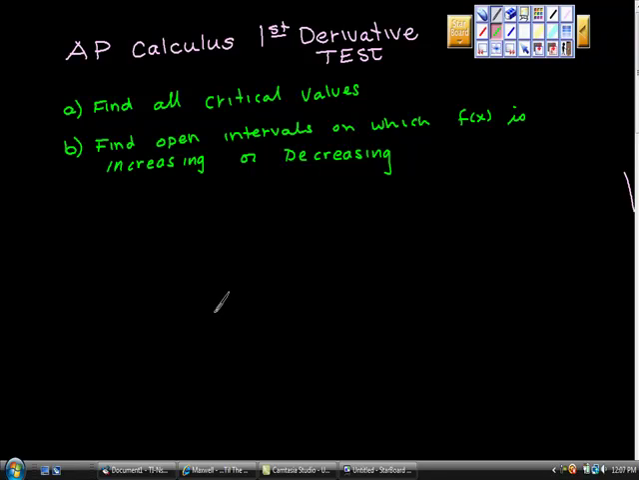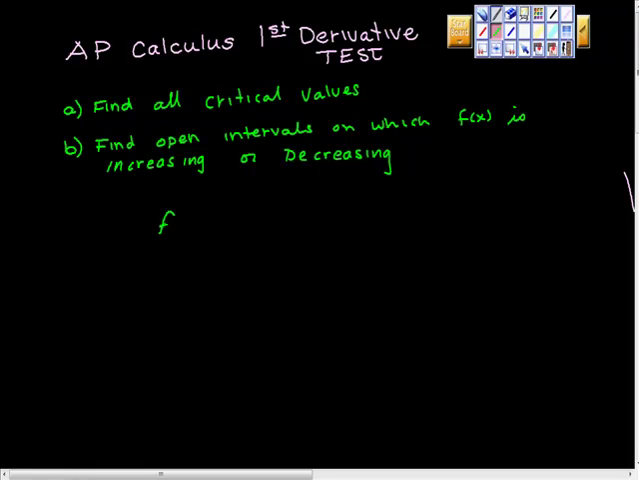So, AP Calculus first derivative test. Find all critical values. Find the open intervals on which f of x is increasing or decreasing. Let f of x equal (x to the fifth minus 5x) all over 5.